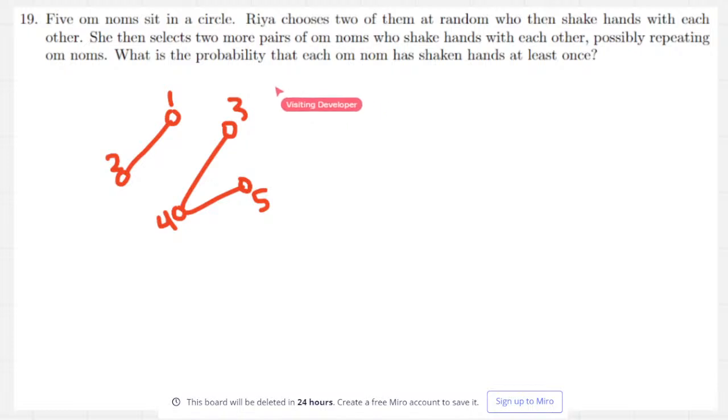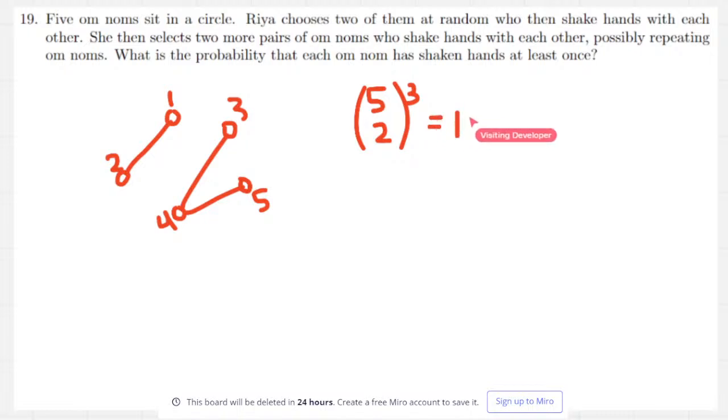So now we just have to count the number of ways for this to happen and divide it by the total number of ways we can choose 3 pairs of 2 omnums. So we can start with the total number of ways. In this case, we have 5 choose 2 ways to choose any 2 omnums from the 5 omnums. And since Rhea does this 3 times, and she is allowed to repeat omnums, the total number of ways is just 5 choose 2, cubed. So 10 cubed, or 1,000 total ways.